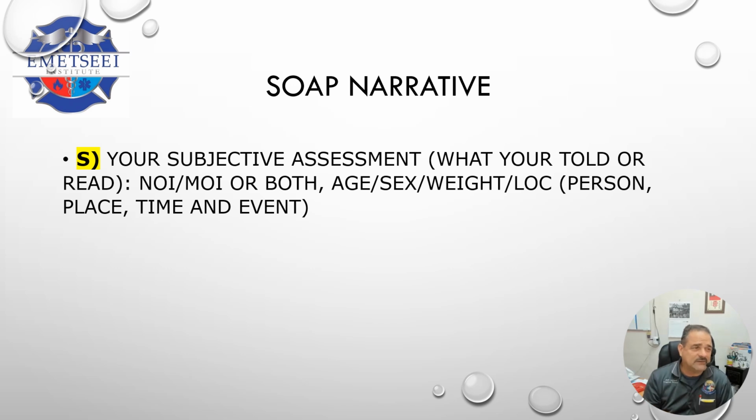Also, tell us whether this is a nature of illness or mechanism of injury or both. Also include, because the patient's going to give you this information, age, sex, weight, and level of consciousness. Level of consciousness is obviously based on person, place, time, and event. So give me that information, whatever you can tell me. Paint that picture so I can see what you saw when you were there and what they told you.